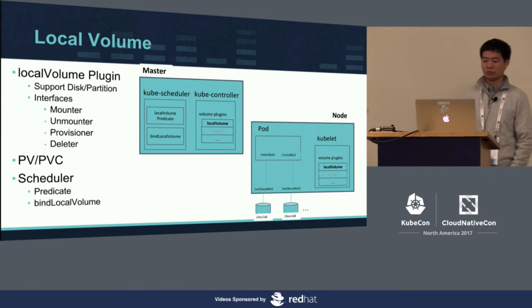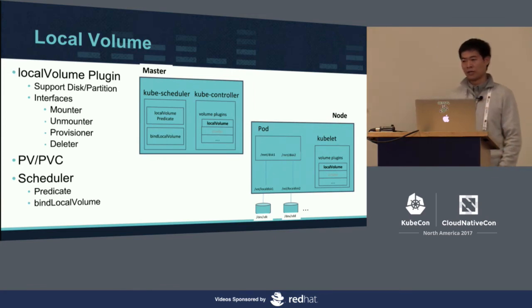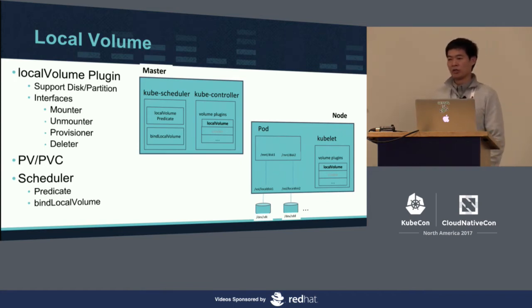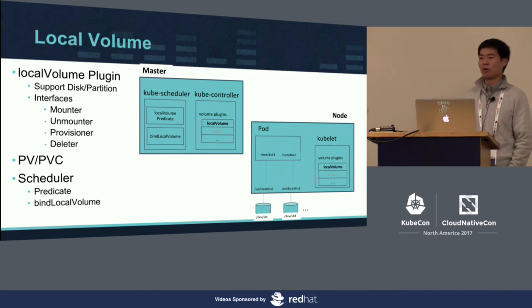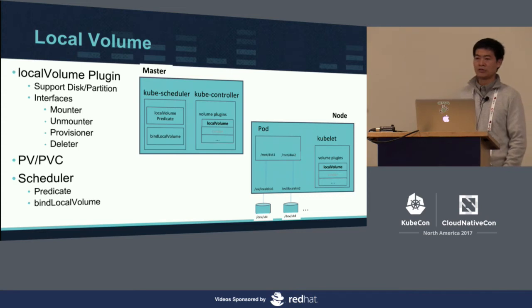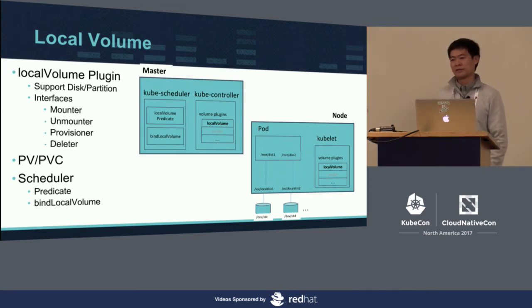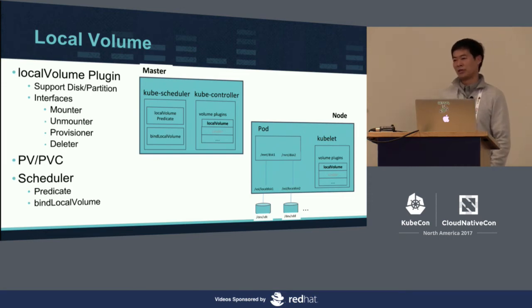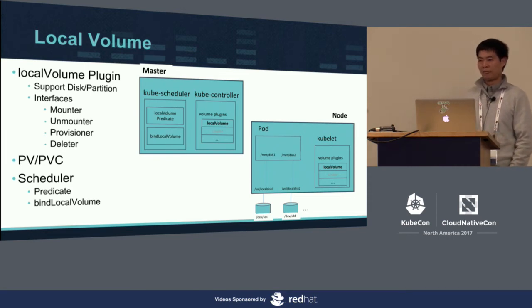Majorly, we made these three changes in Kubernetes code to implement our local volume. The first part is the local volume plugin. We implemented this plugin to support hard disks and hard disk partitions. This local volume plugin is similar to all other Kubernetes volume plugins. We implemented the major volume interfaces like mounter, unmounter, provisioner, and deleter.